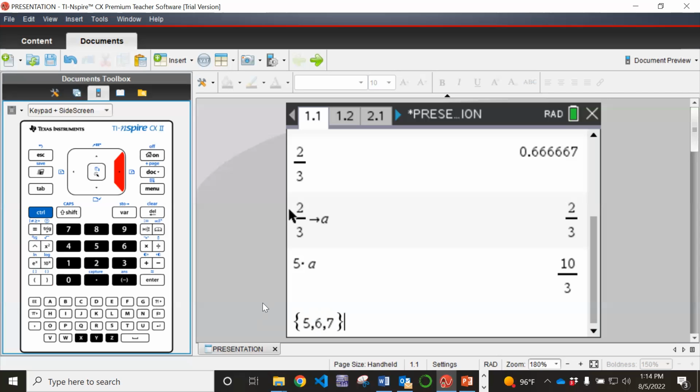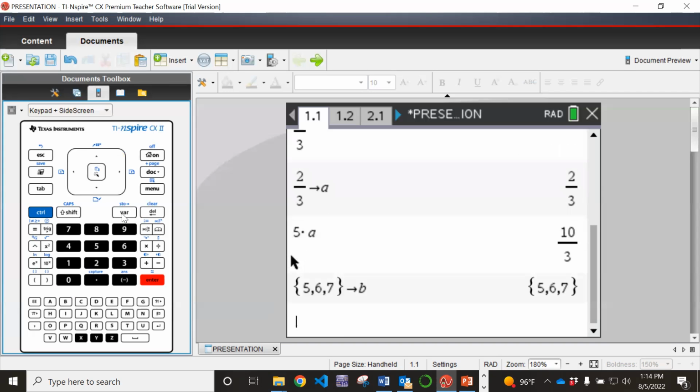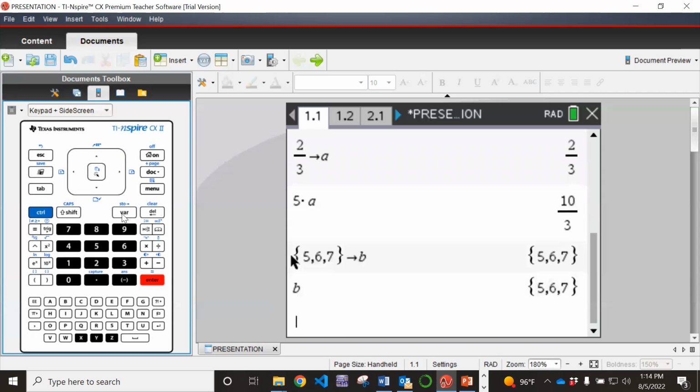I'm going to right arrow over it. And I'm going to store that into B. So now if I just type B, it recognizes that I've stored that list in there.